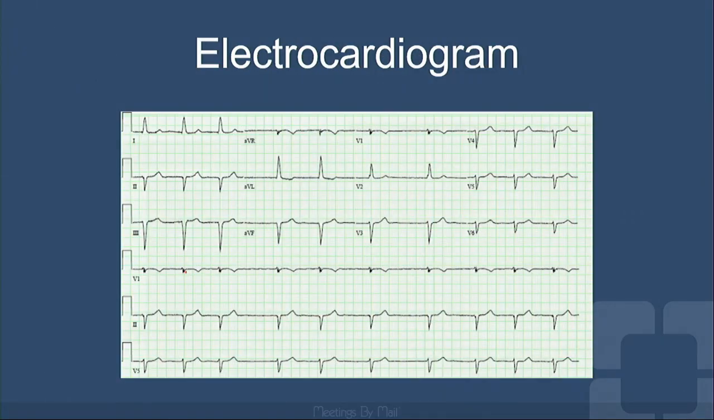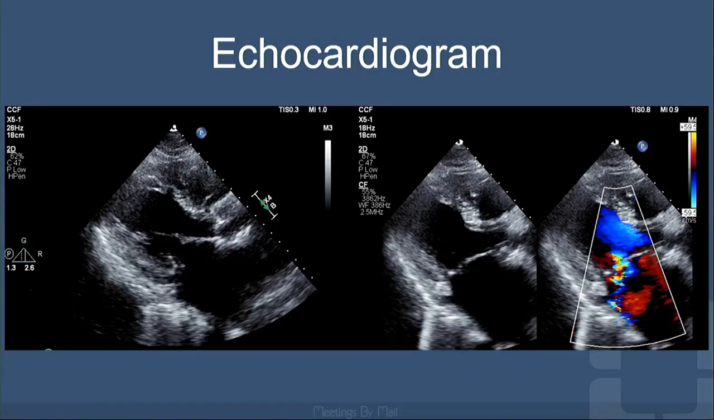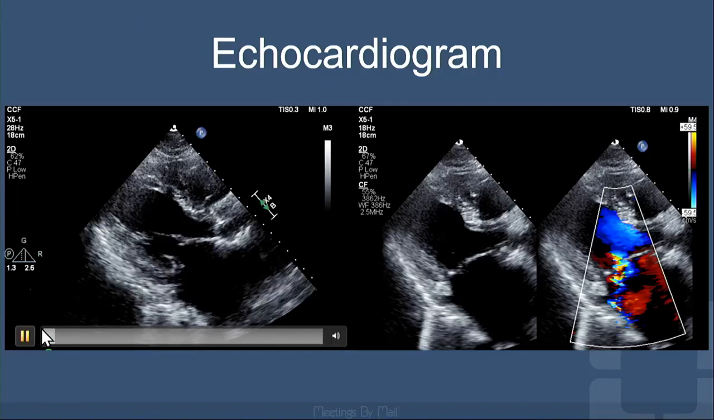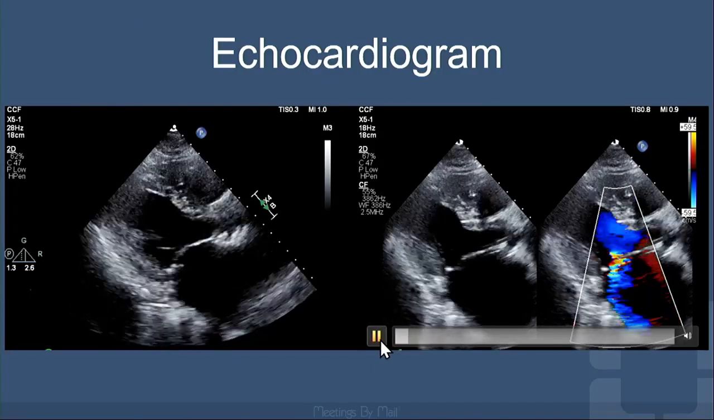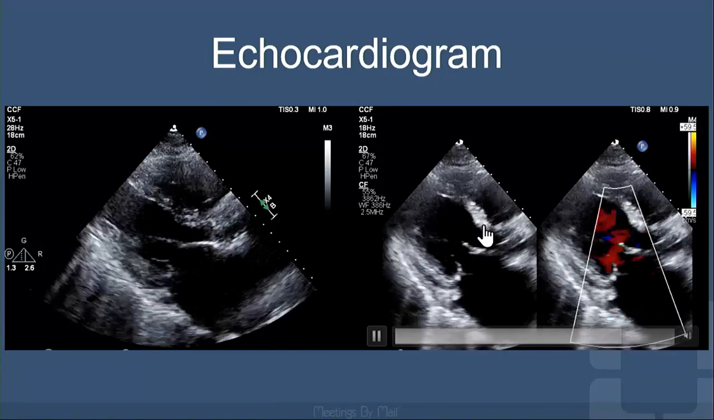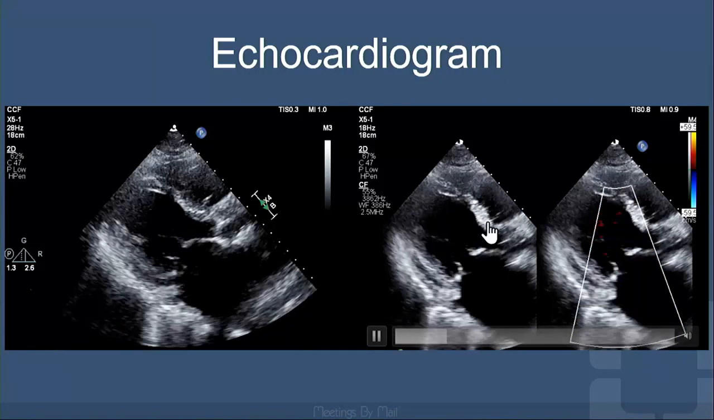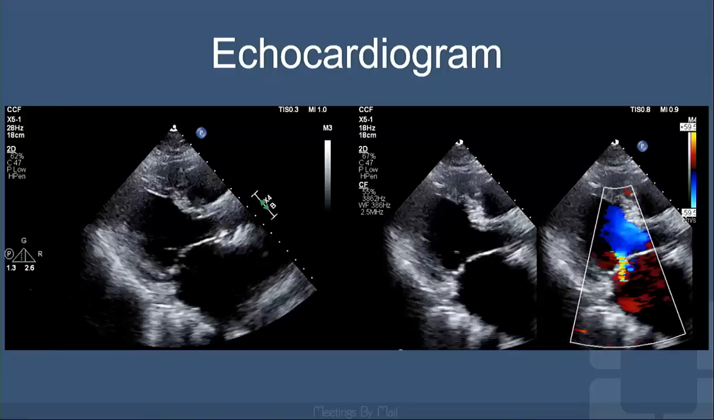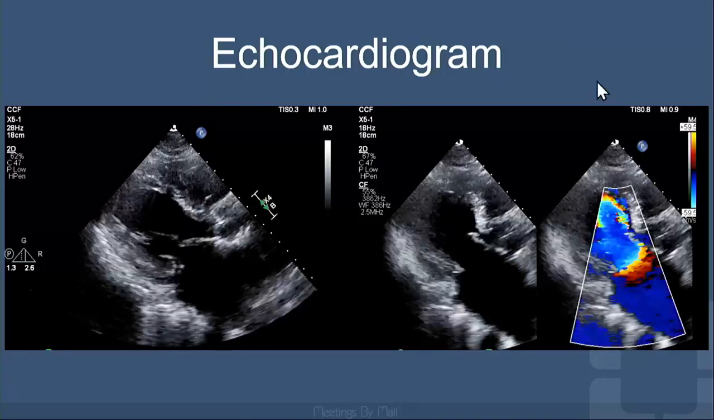So she comes in, here's the electrocardiogram. She's in atrial fibrillation. She has a left anterior fascicular block. And here is her echocardiogram. The first thing, I want to point your eyes to the left, obviously parasternal long. The left atrium is quite large. The mitral regurgitation is also significant here, and we'll get more information.